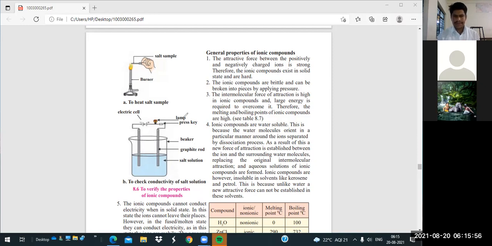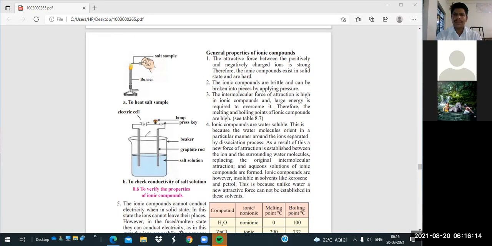Then what will happen? Here we are going to check the conductivity of the salt solution, whether it can conduct or not. When the positive and negative charges come together, they can form electricity, or they can behave like a conductor.